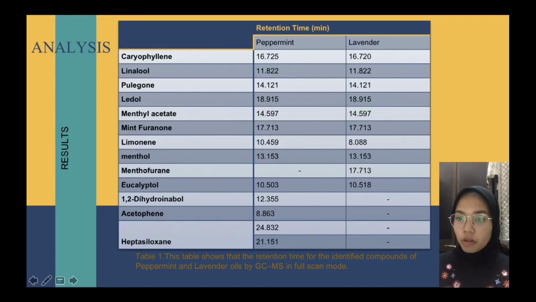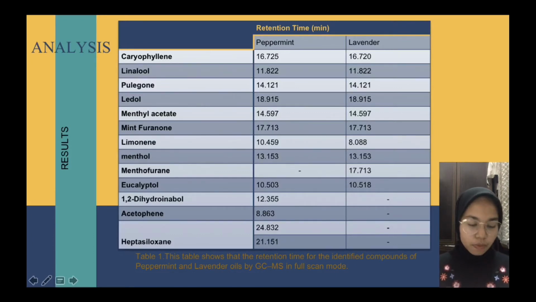So for Table 1, this table shows the retention time for the identified compounds of peppermint and lavender oil by GCMS in full scan mode. In this table, we will get the values for peppermint and lavender. For caryophyllene, we get 16.725 and 16.720. For linalool, we get 11.822, and for lavender we get the same value.